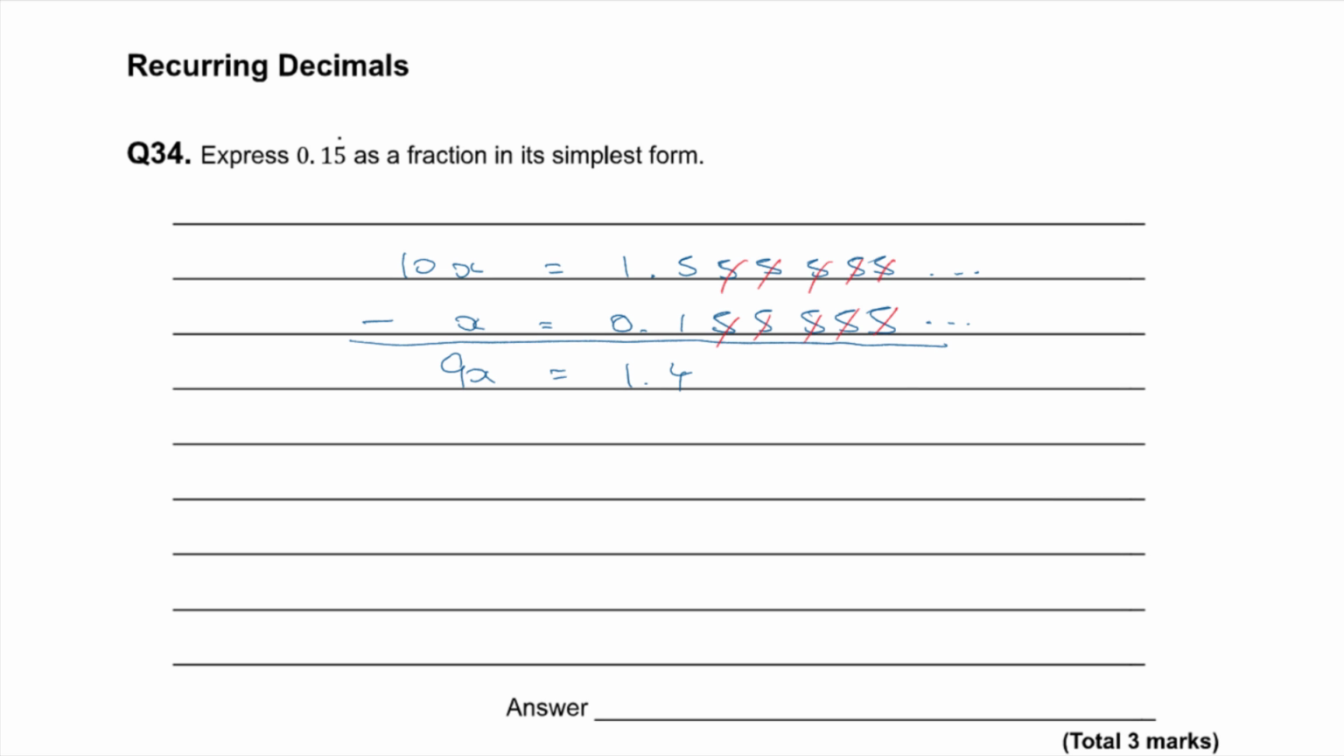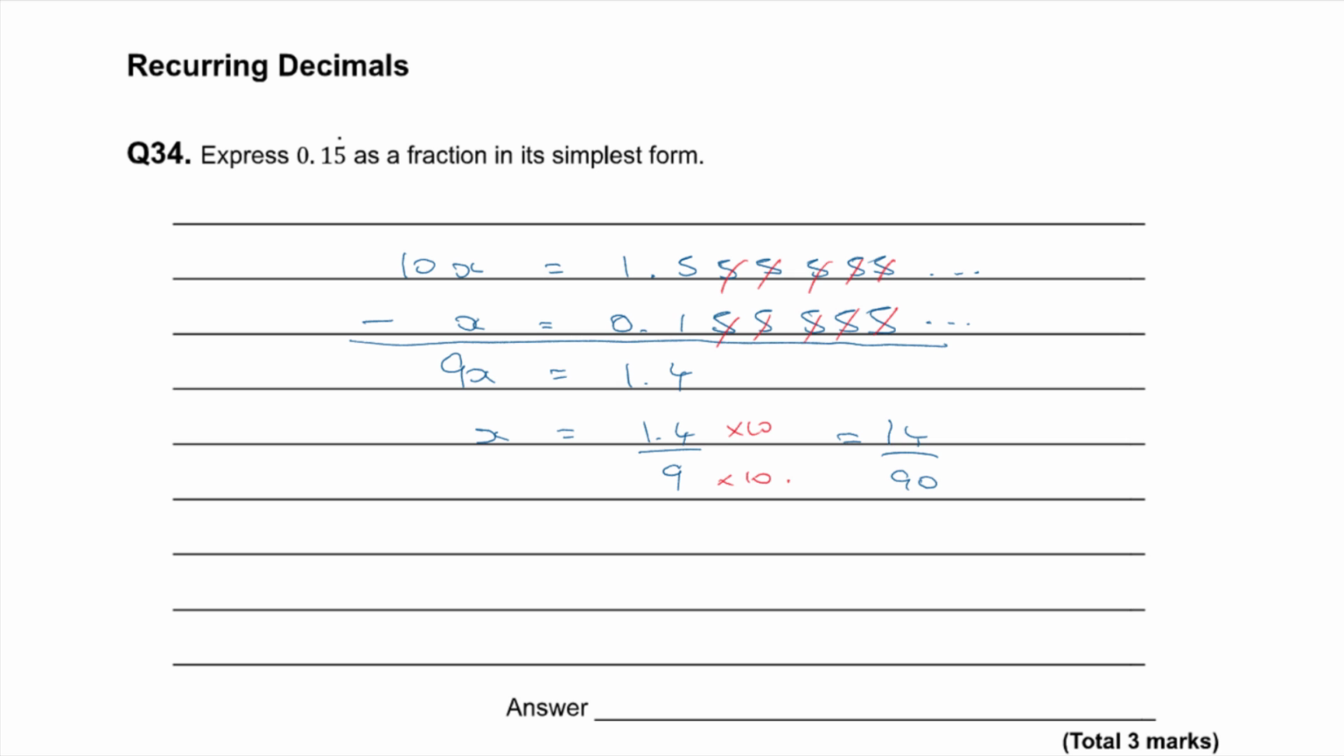So 1.5 minus 0.1, that is just 1.4. So I've got 9x is equal to 1.4, so x must be equal to 1.4 over 9. Now we don't tend to write fractions with a decimal point in there, so if I multiply top and bottom through by 10, just to get rid of that decimal point, shift it along one, that's going to give me 14 over 90.